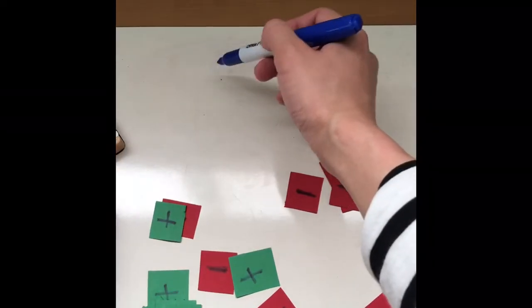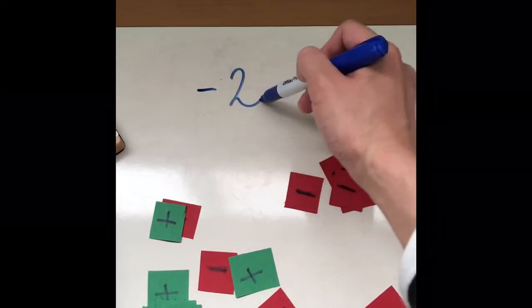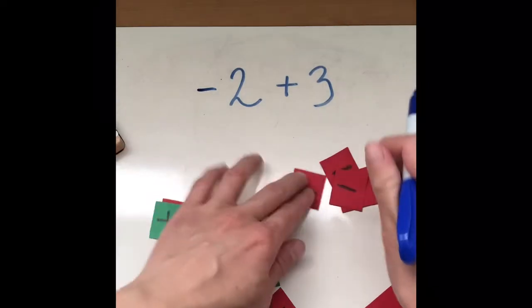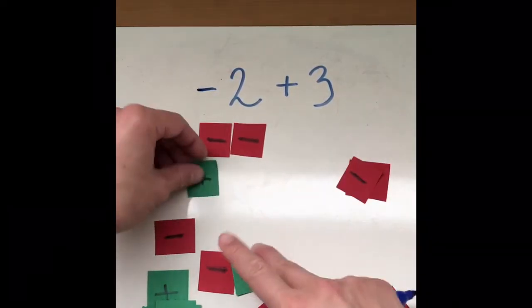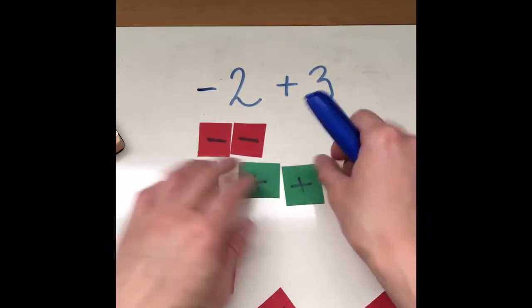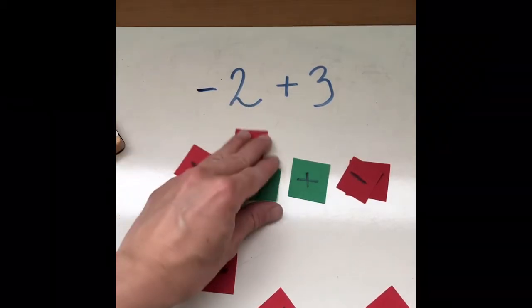And again, we will continue to do more examples. So if I have a -2 plus 3, I will have 2 negatives here, 3 positives. And again, this zeroes out, this zeroes out.